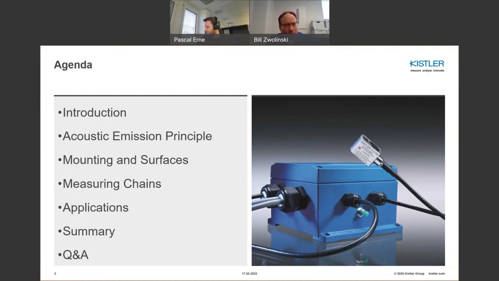Certainly, measuring chains include not only the sensor but cabling, the signal conditioning, and data acquisition, which nowadays is quite integrated with measurement. We'll go through a few applications and have a summary and wrap up, and then there'll be some time for Q&A at the end.